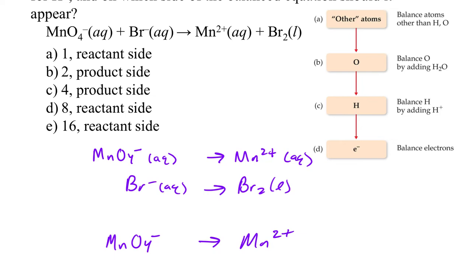The next thing we balance for is oxygen. And we add water to account for excess hydrogens on one side or the other. So we have 4 oxygen on the reactant side. To balance this, we need to have 4 oxygen on the product side. So we're going to add 4 water to balance that out.